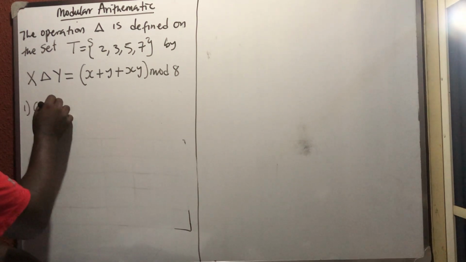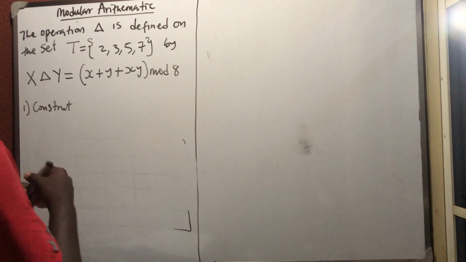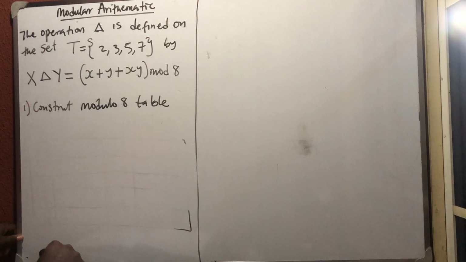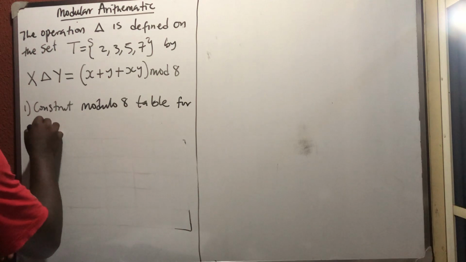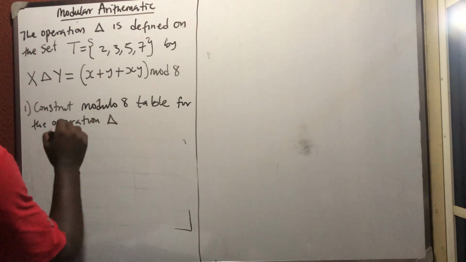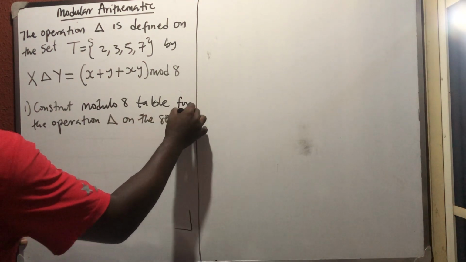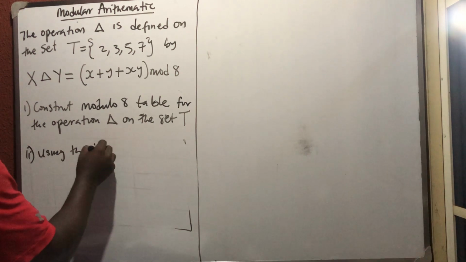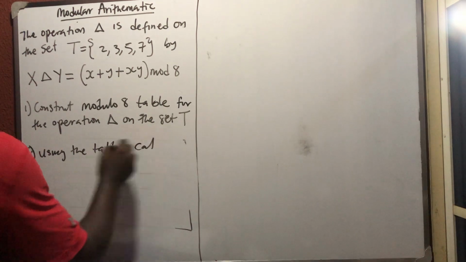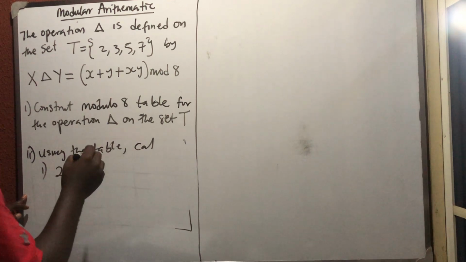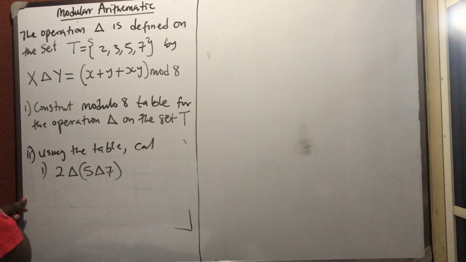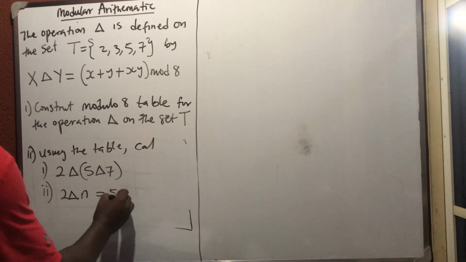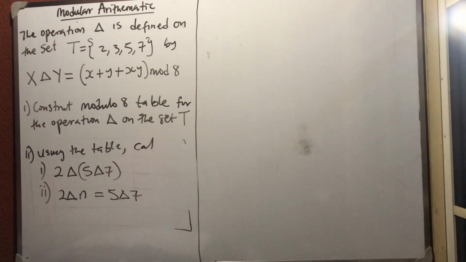Then number one, they say construct the mod 8 table for the operation star on the set T. That is the first question. Then the second question says, using the table, calculate 2 operating on 5 operating on 7. If 2 operates on n, we are having that it is 5 operating on 7. So we need to find that n.